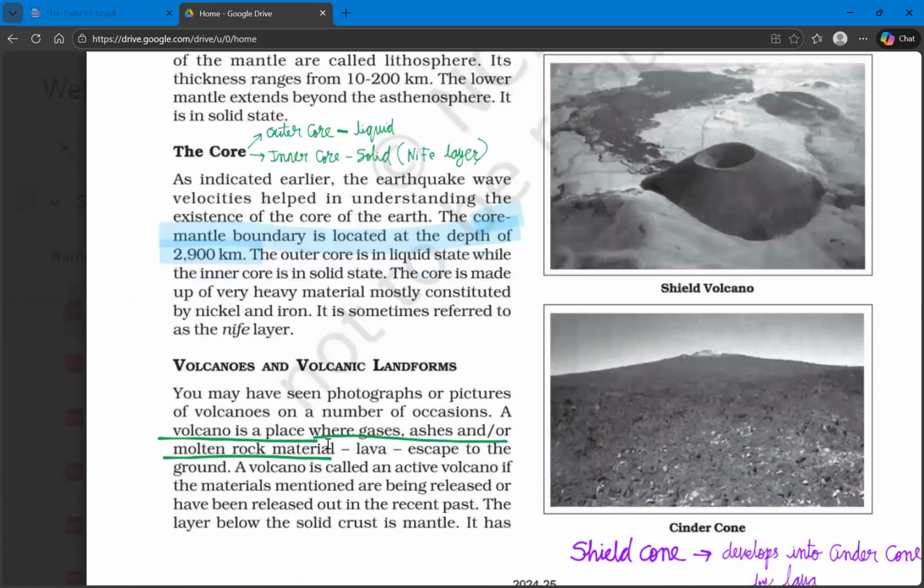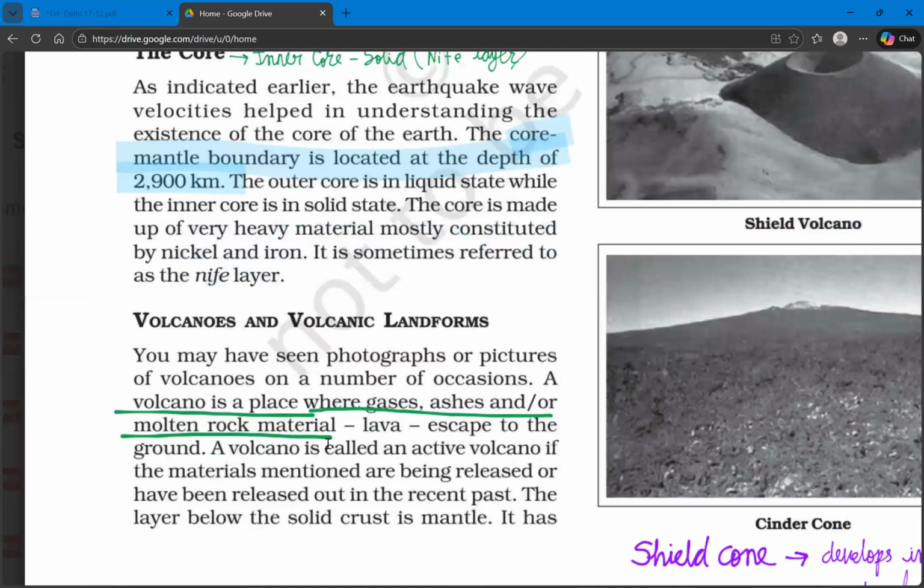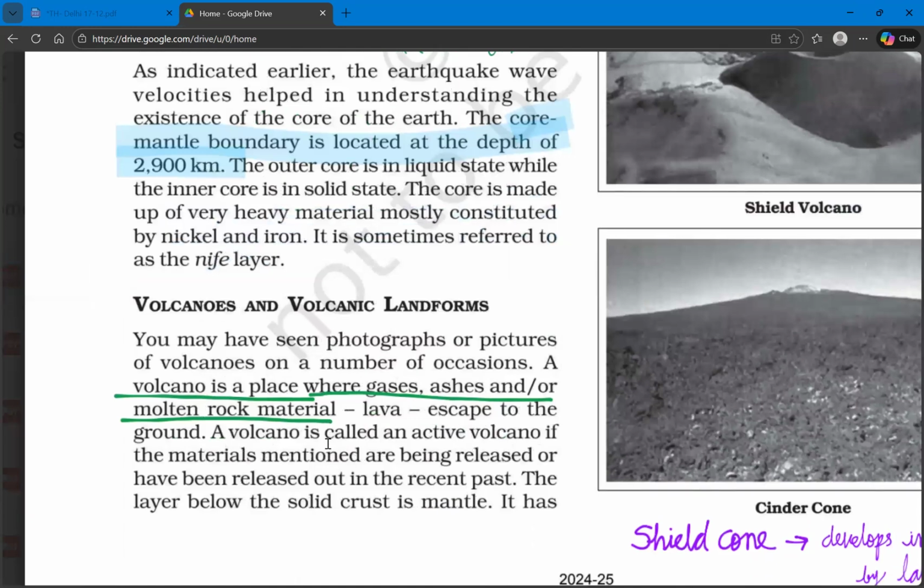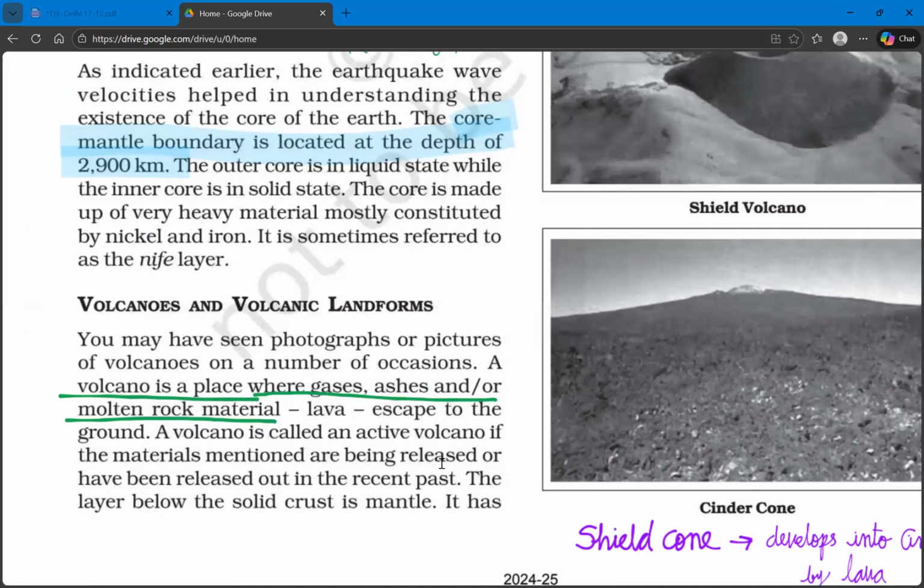And the next topic we have is volcanoes and volcanic landforms. You may have seen photographs or pictures of volcanoes on a number of occasions, where a volcano is a place where gases, ashes, and or molten rock material, that is lava, escape to the ground. A volcano is an active volcano if the materials mentioned are being released or have been released in the recent past.